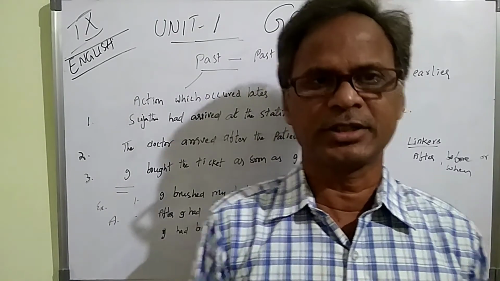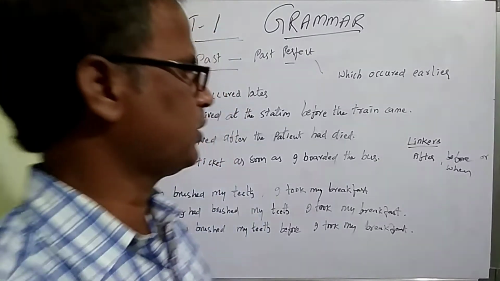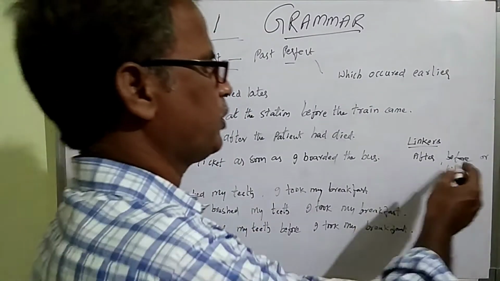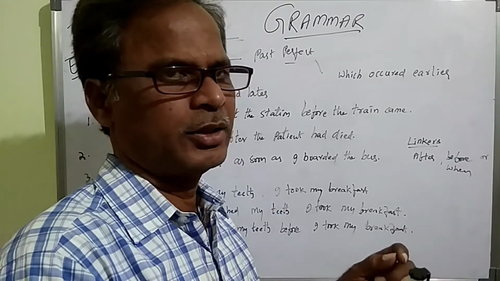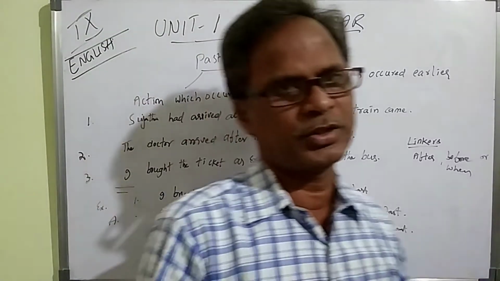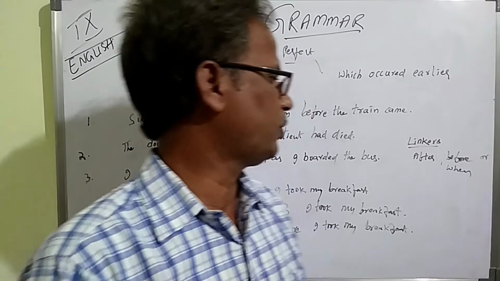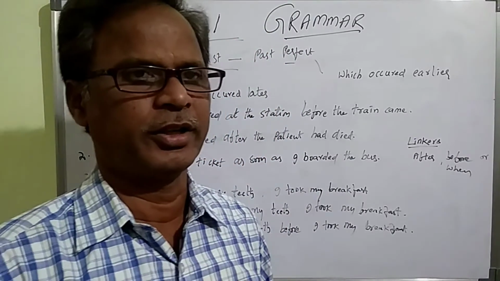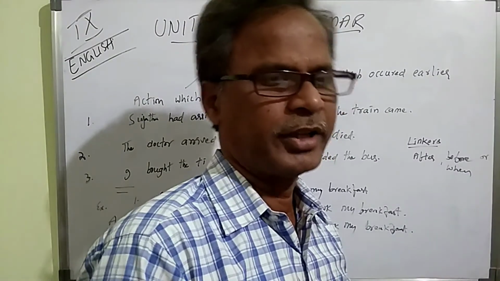Here the grammar discussed is about linkers: after, before, or when. Linkers are words that connect two different clauses or different parts of sentences. So these are called linkers, after, before, or when. They are connecting words. Linkers are nothing but connecting words.